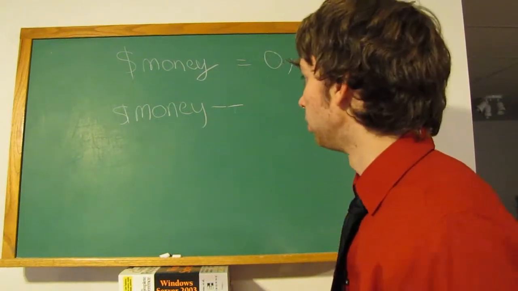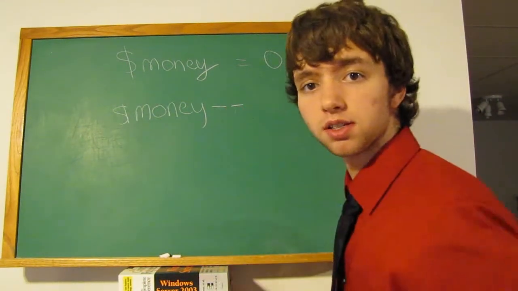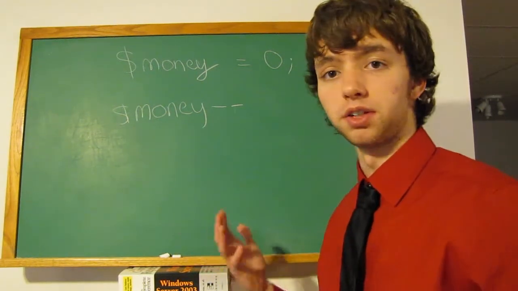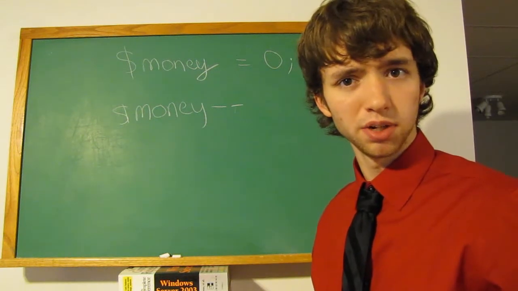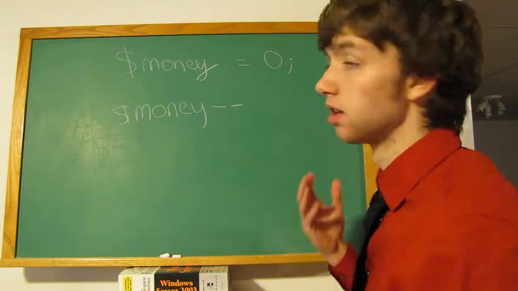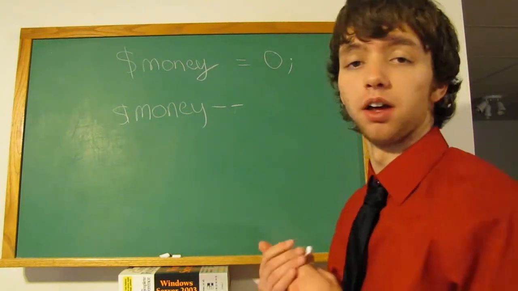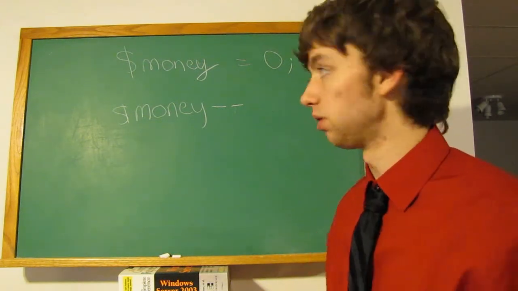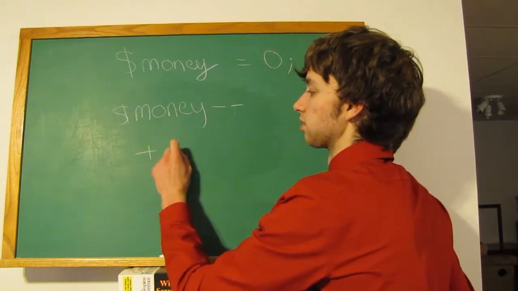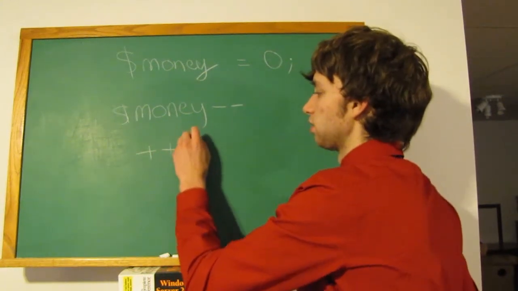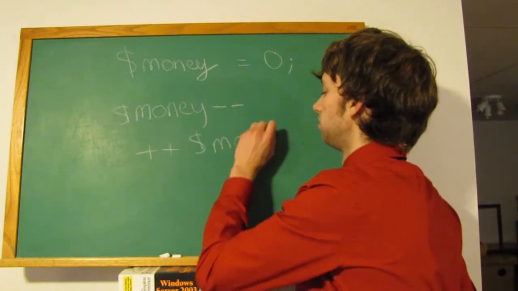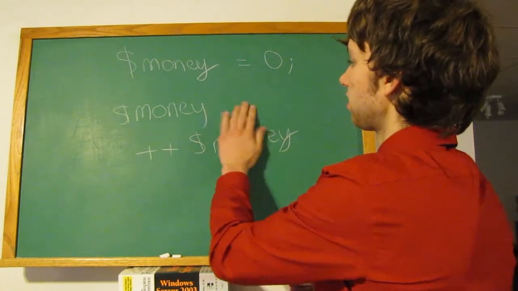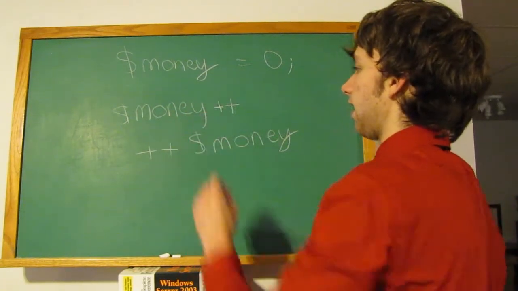Alright, so far we know that if we put either two minus signs or two plus signs after the variable name, it's going to increment it or decrement it. Is that how you pronounce that? Decrement? I don't know. Anyways, this is very common, so you should understand this. There's another thing you will need to know though, and that's if you put the plus or minus signs before it. So what if I say money with two plus signs before it versus two plus signs after it?